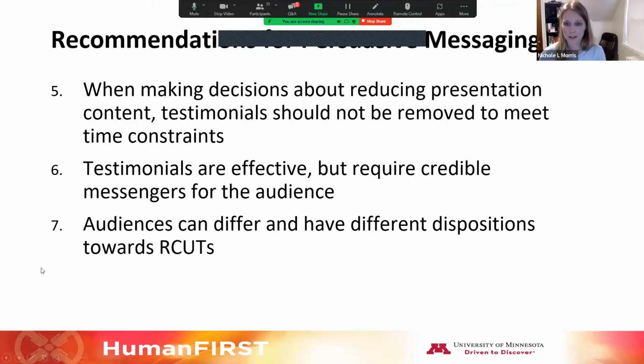So as people are making decisions, reducing the presentation content is always going to be kind of upfront, right? If you're putting together your package and you're speaking to communities and you only have so long, you're going to have to cut some of this down. But our recommendation is the testimonials should be the very last thing to be cut. So always make time for at least one testimonial that is kind of speaking to some of the concerns that you have heard people saying leading up to the meeting.